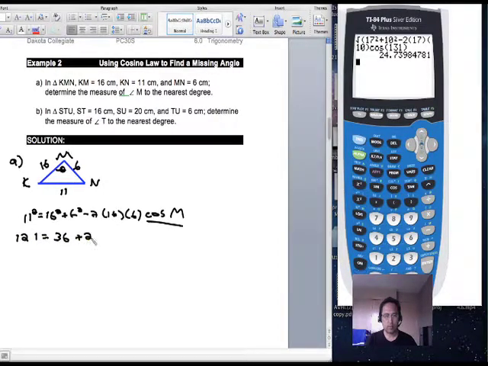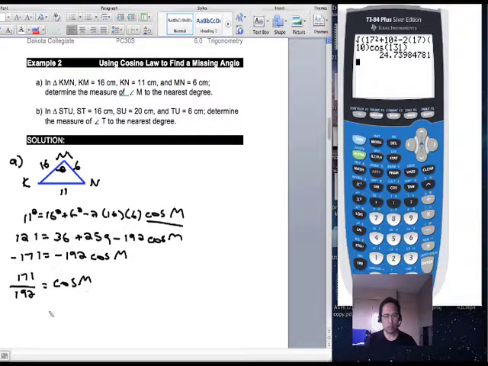121 equals 256 plus 36 minus 192 cos M. We're going to subtract these two from both sides, so we end up with a negative 171. It's going to be equal to negative 192 cos M. And we'll divide both sides by negative 192. Comes out to be a positive 171 over 192 equals cos M. So we go to our calculator, do inverse cos 171 divided by 192. Angle M comes out to be 27 degrees.